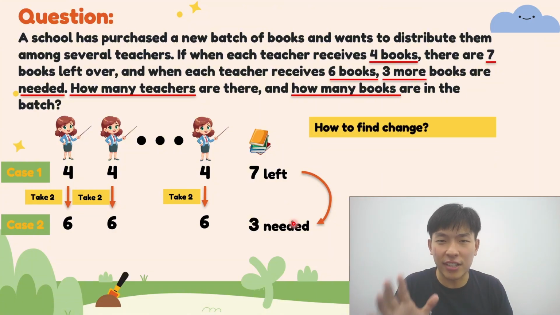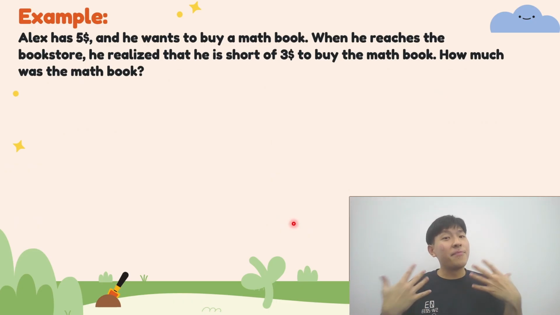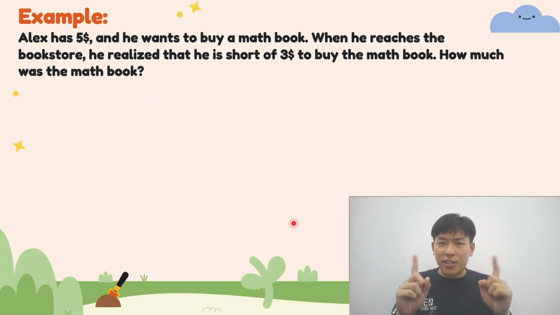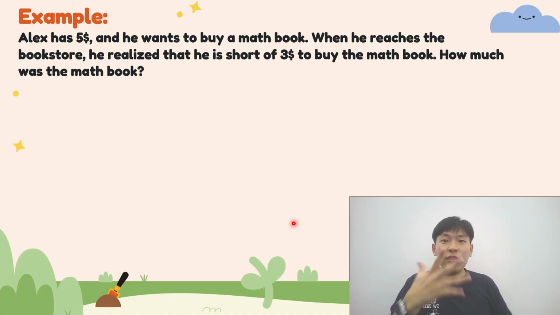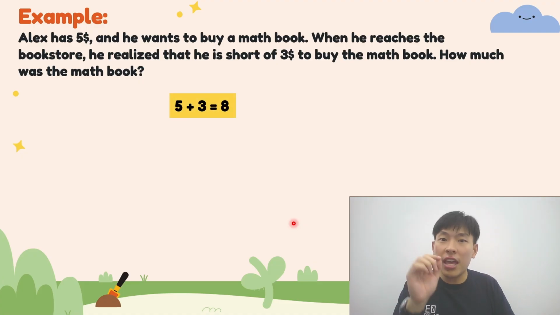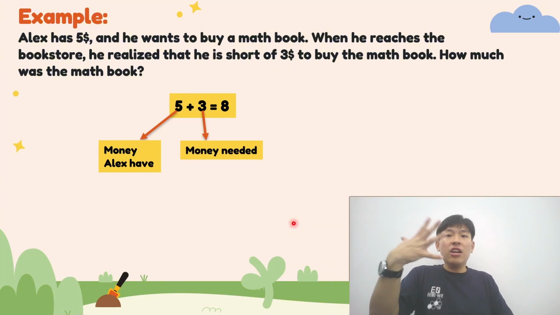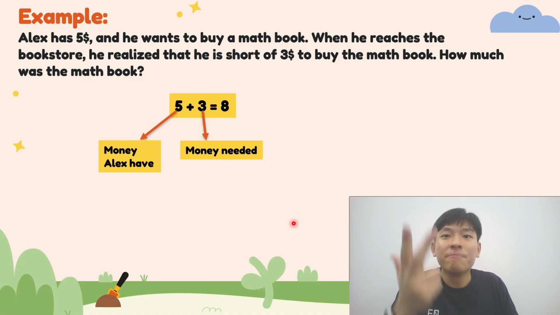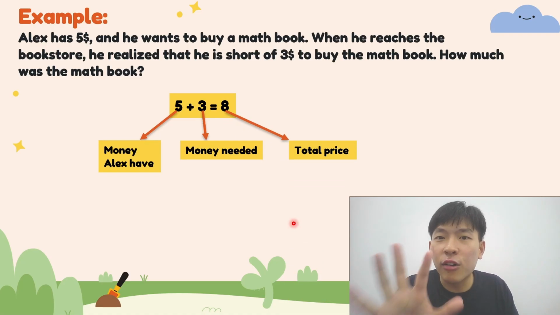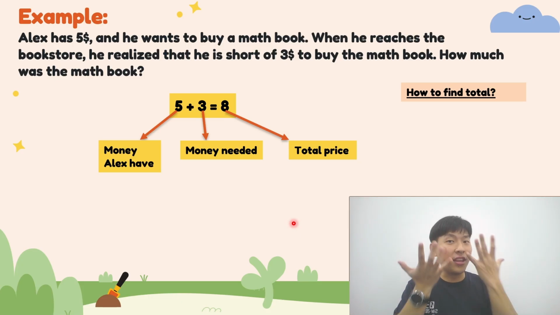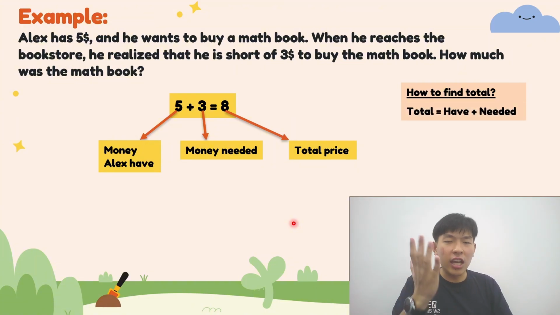Now let's look at a simple question first. One day, Alex has $5 and he wants to buy a math book. When he reaches the bookstore, he realizes that he is short of $3 to buy the math book. How much was the math book? So Alex has $5 and he still needs $3 more. Yes, it is $8. How do you get 8? We take 5 plus 3. Now, what is this 5? The 5 is the money that Alex has. And 3 is the money that Alex needs more. And $8 will be the total price of the book. Now, how do we find the total? To find the total, we take the money that we have plus the money that we need. So total equals have plus needed.